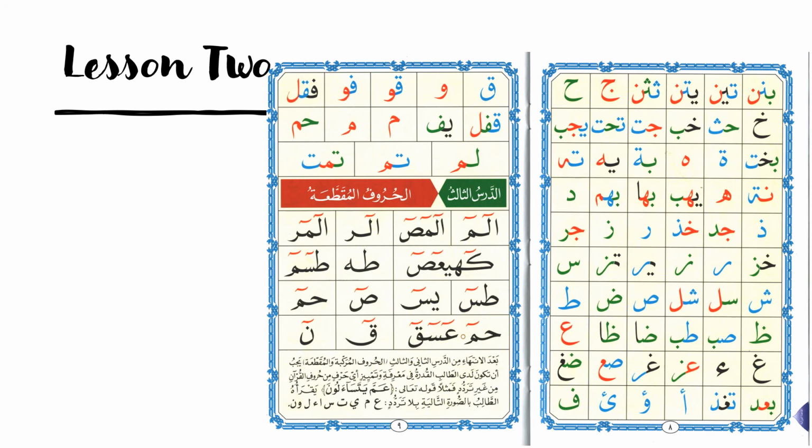Dal, dhal. We said that the dal and dhal don't connect with the letter after them. They look the same at the beginning, middle, or end. Jim, dal, kha, dhal, ra, zayn. Again, the ra and the zayn are similar, just the dot. They look the same at the beginning, middle, or end. They are not connected with the letter after them.